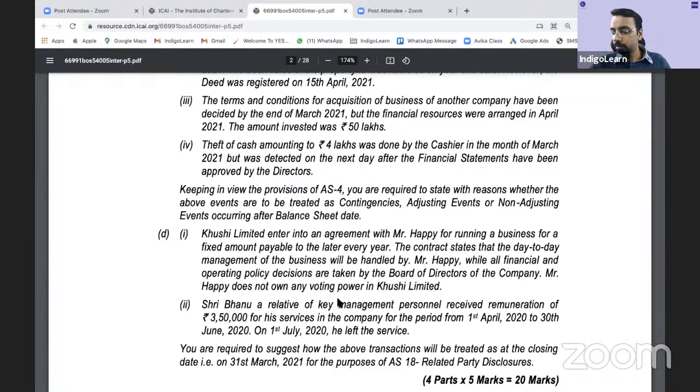Okay, so under AS5, you have to disclose extraordinary items. Extraordinary items have to be disclosed. Changes in accounting policies have to be disclosed. Whenever there is a change in policy, the amount of impact of the change in the current period and previous period has to be disclosed, as per AS1 also. If you cannot quantify the amount, that also has to be disclosed.